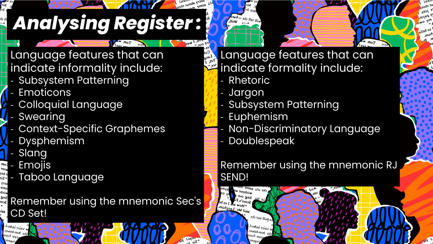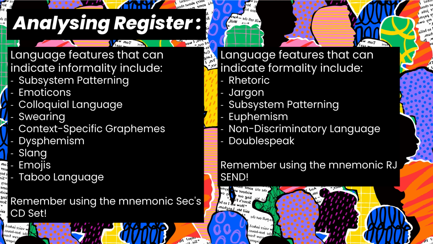Now, if you're a keen green bean, you have probably noticed that subsystem patterning is a language feature that can indicate both informality and formality. And this is because subsystem patterning includes phonological patterning, morphological patterning, syntactic patterning, and semantic patterning, which, depending on the way they are used in a text, can support an informal register or a formal register. So if you see an example of subsystem patterning, it's really important to carefully unpack that example and think critically about whether this language feature is supporting informality or formality.